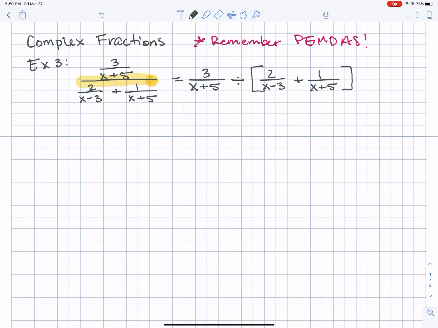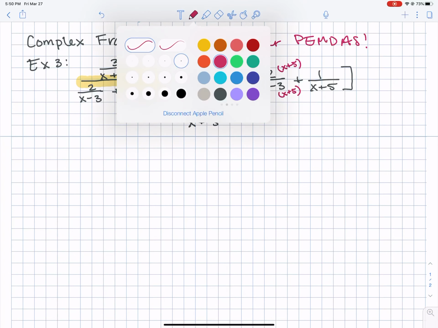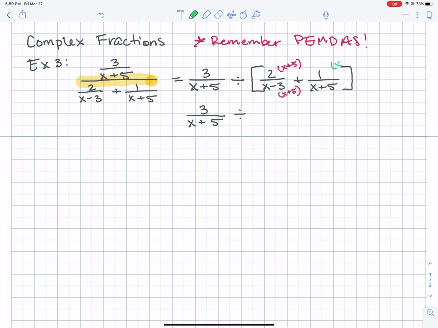Okay, so this we can definitely do. This is going back to section 7.3 and dividing. But before we do that, we need to combine our complex fractions here by adding them. So I'm going to create a like denominator, meaning that I need to multiply this guy over here, x plus 5, and I need to multiply this one by x minus 3.